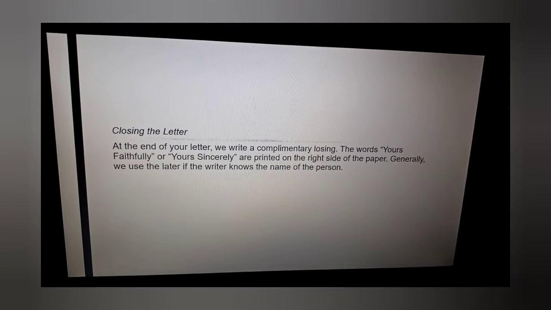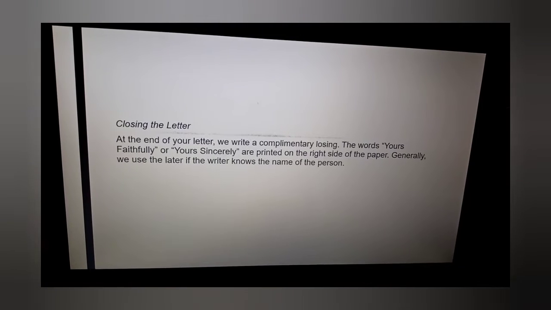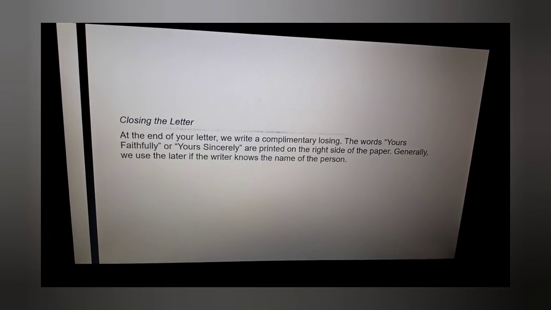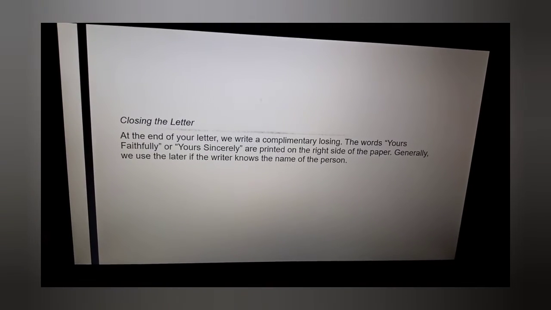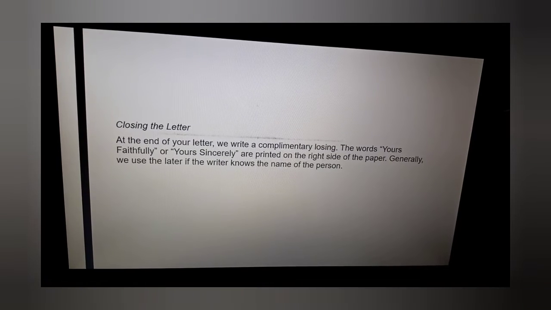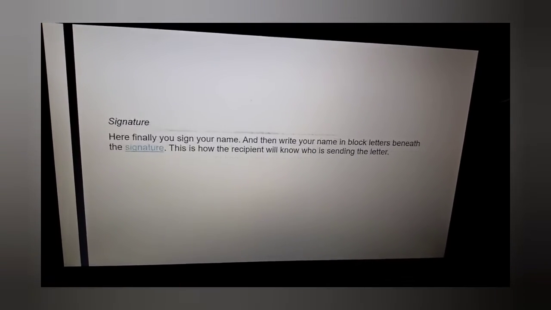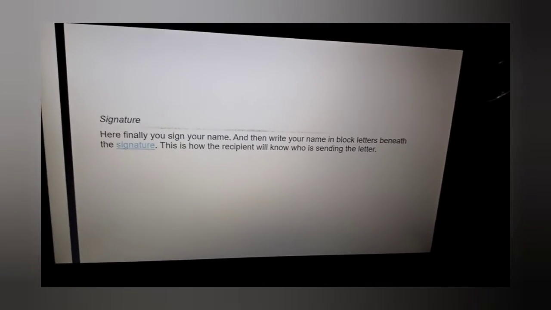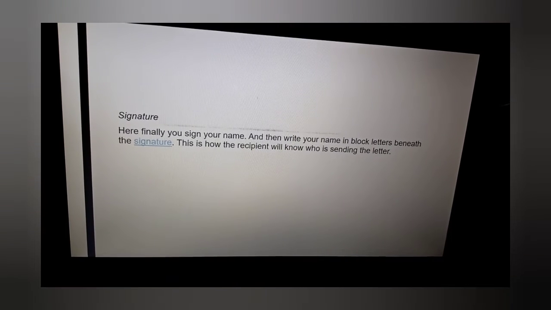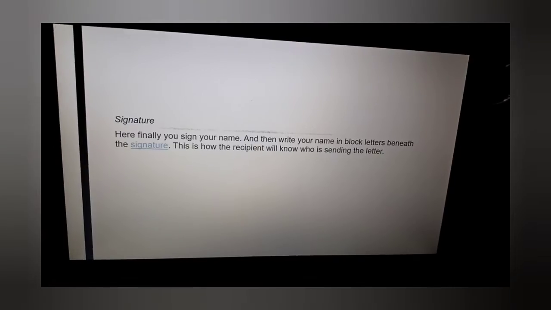Closing the letter. At the end of your letter, we write a complimentary closing. The words "Yours faithfully" or "Yours sincerely" are printed on the right side or left side of the paper. Generally, we use the latter if the writer knows the name of the person. Then signature. Here finally you sign your name and then write your name in block letters beneath the signature. This is how the recipient will know who is sending the letter.